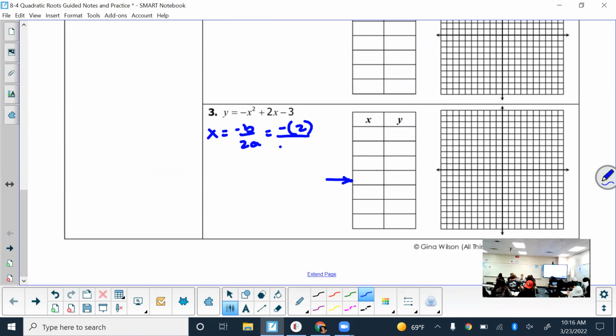The number in the A position is what? -1. And then simplify it. Use Desmos if you want. This one's not that bad. What's -2 divided by -2? -2 divided by -2 is +1. Good. So that's the x of your vertex. Also, axis of symmetry is x equals 1.